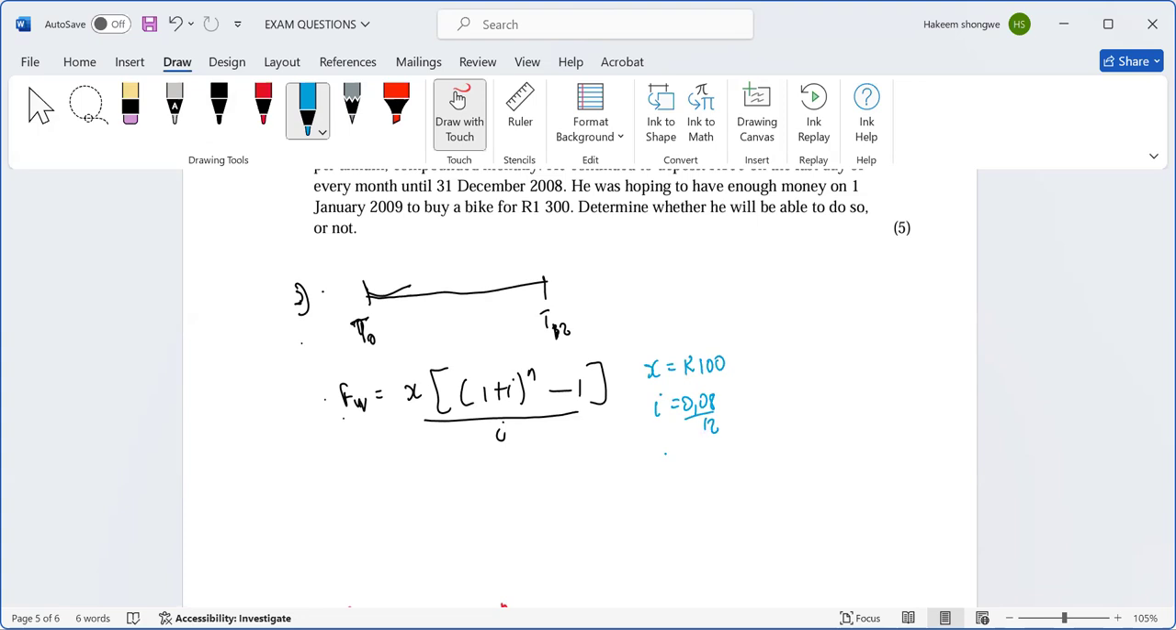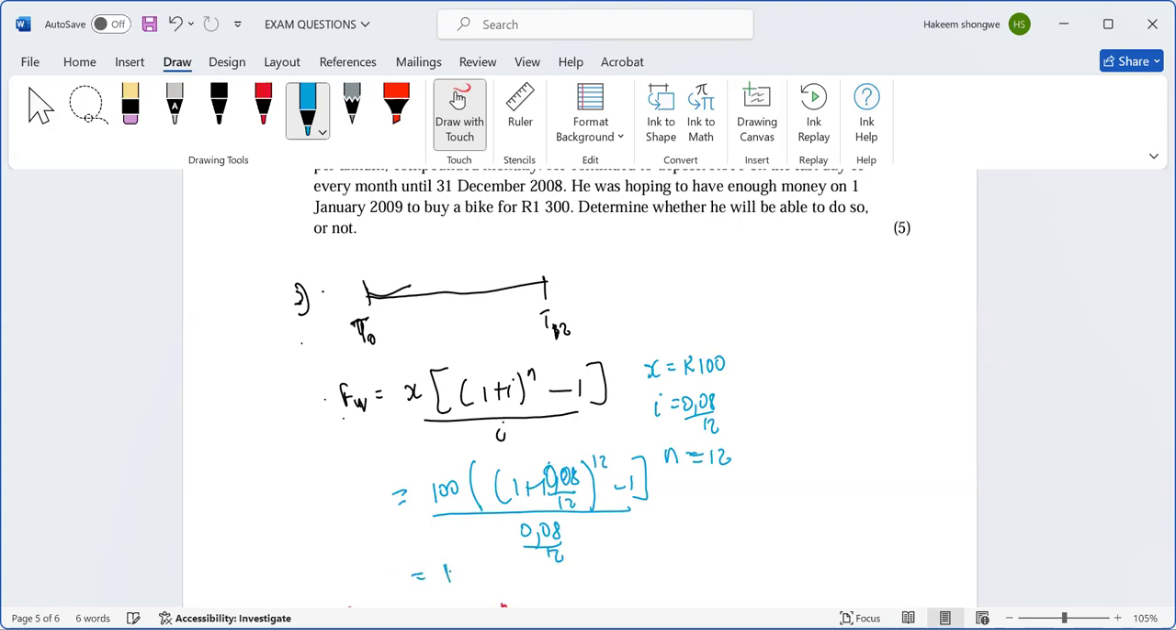And then we have n. January, February, March, April, May, June, July, August, September, October, November, December. It's 12. Then I fill it in: 100 times open bracket 1 plus 0,08 divided by 12, close bracket, to the power of 12, minus 1, close bracket, all of that divided by 0,08 divided by 12.